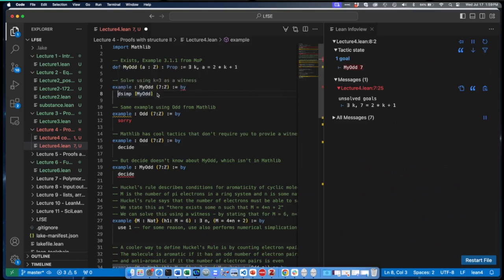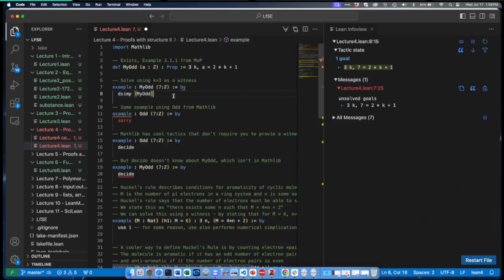Often you use this to replace a definition with the thing it is defined by. So it used to be my odd 7. Now we have my odd, the contents of my odd being applied to 7. So we have 7, exists k, 7 equals 2 times k plus 1.